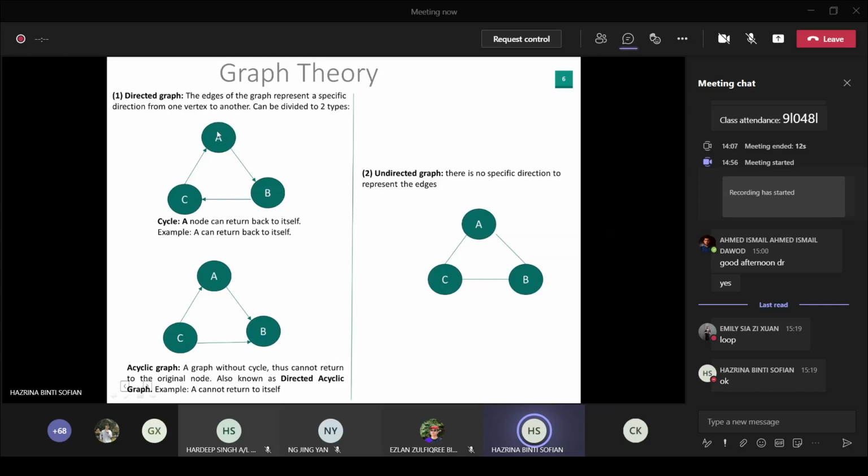Actually, cycle is not like the method to do the solving. It's just to represent the problem. So we can see here that although we start from B, we can go back to itself. There are also problems whereby when represented in a graph, it becomes an acyclic graph, which means this graph is without any cycle, thus cannot return to the original nodes.